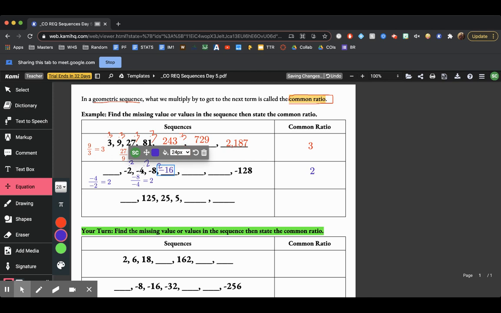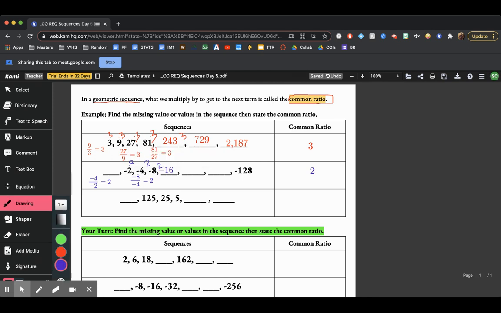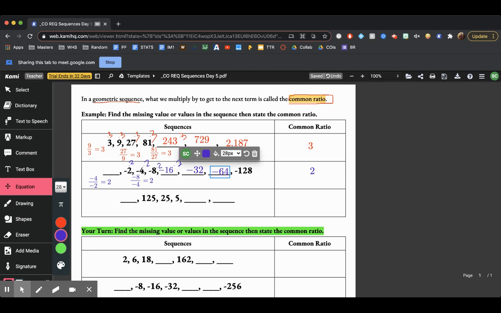Too big. Okay. -16 multiplied by 2 gives me -32. So that's my next term here. -32 multiplied by 2 gives me -64. And that completes my second example.